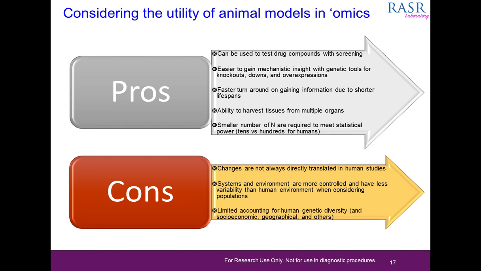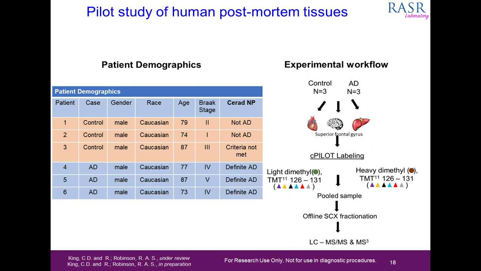So that's led us to try to explore doing similar kinds of studies in human systems. And so here what we've done is we've done a pilot where we got some whole body tissues from a brain bank in Arizona, Bennett Institute. And we were able to get three sets of control and three sets of AD individuals where we could get the heart, brain, and frontal gyrus tissue and liver tissue from these individuals post-mortem.